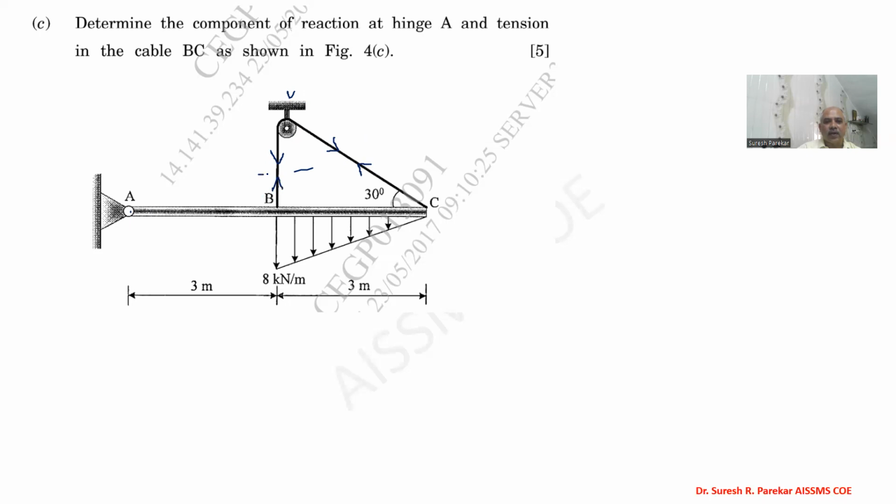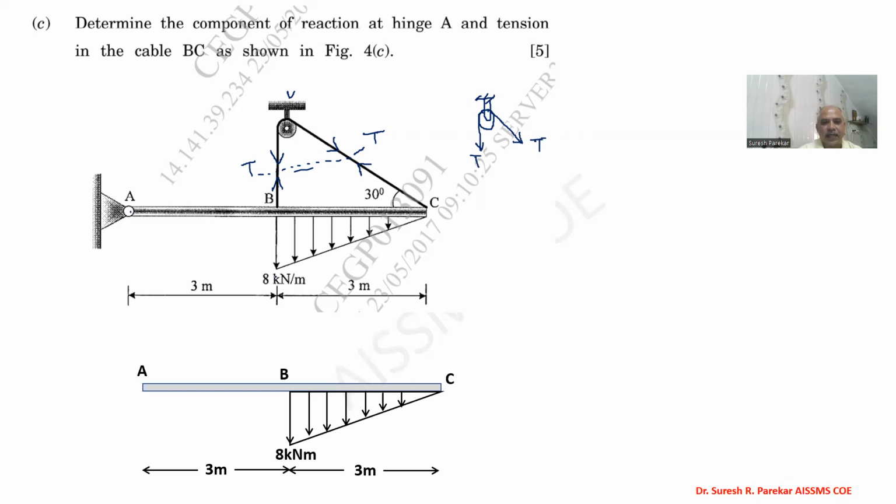Now we have to take a section and draw the free body diagram. In the cable, throughout we have tension. If I draw this pulley separately, we get tension downward on one side and again tension on the other side, and by using this you can find the reactions at the pulley. Now we go for the free body diagram.